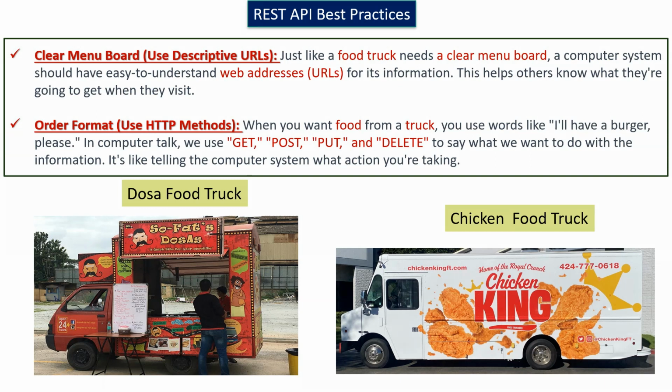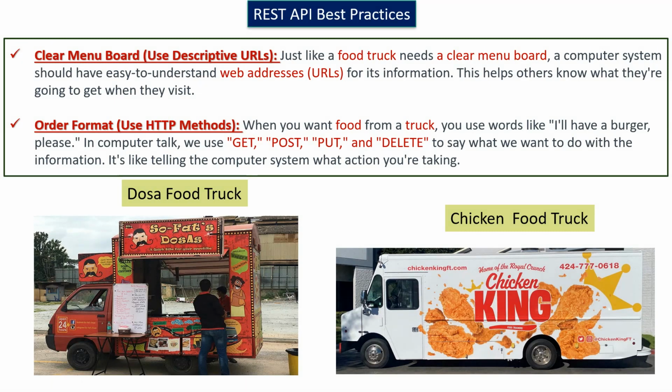Clear menu board, which is equivalent to descriptive URLs in a computer system. Just like a food truck needs a clear menu board which lists all the foods which are available in the food truck, a computer system should have easy to understand web addresses, which is nothing but URLs, for what information the user can get from the particular URL. This helps others to know what they are going to get when they visit the particular web address.